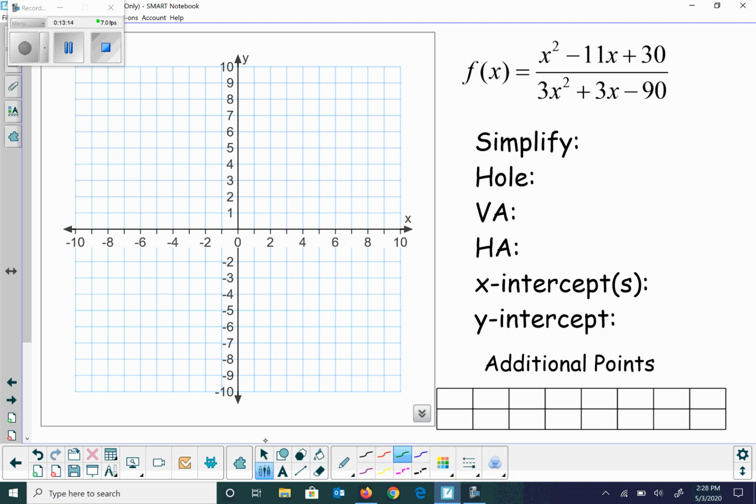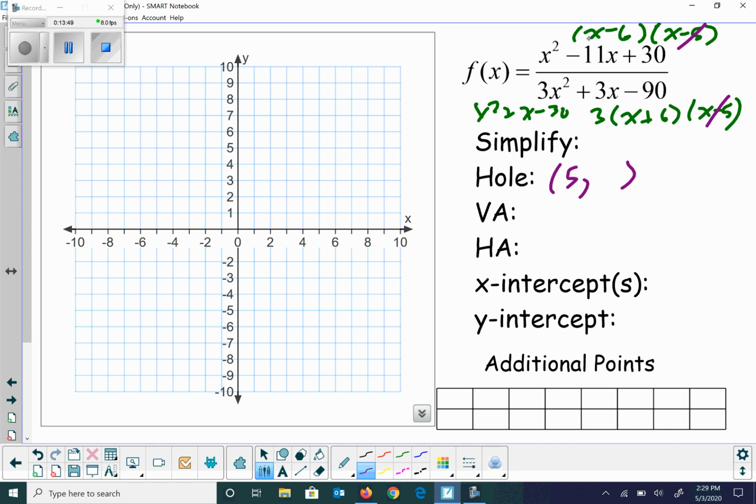Appreciate your grace. So top factors to x minus 6 and x minus 5, right? Did I do that right? Yep. Okay, that checks. Bottom is going to factor to 3, and then I had x squared plus x minus 30. So I have plus 6 and minus 5. Oh, lo and behold, I have a hole at 5 comma something.